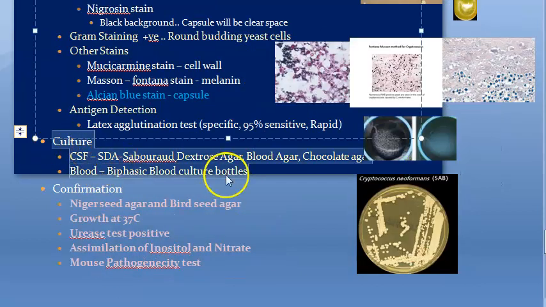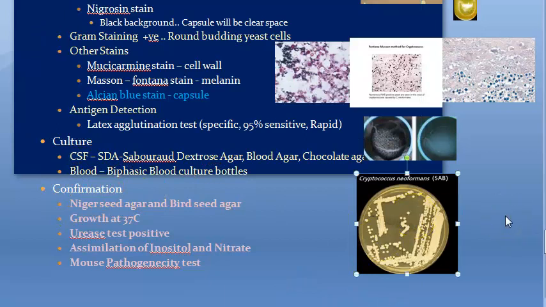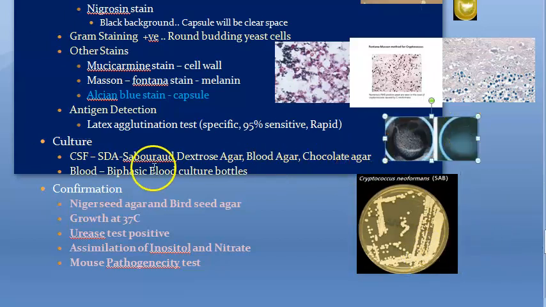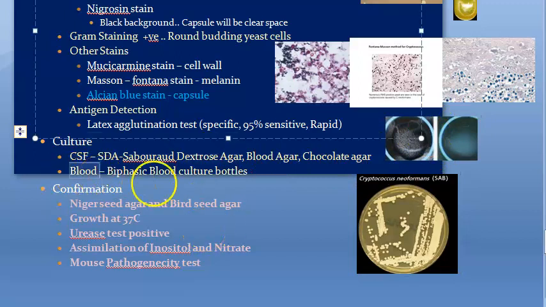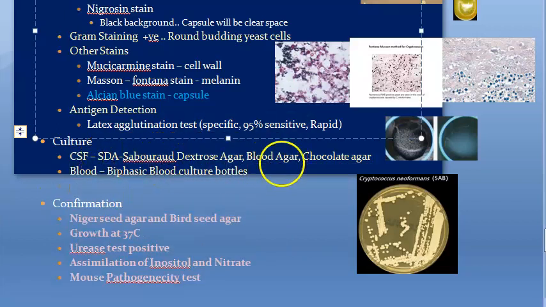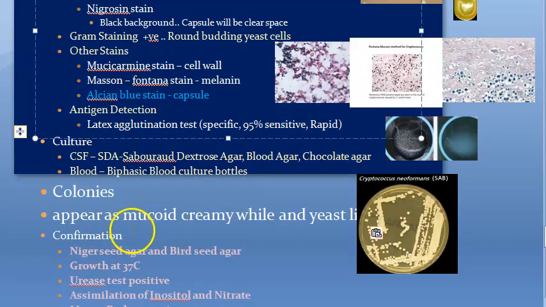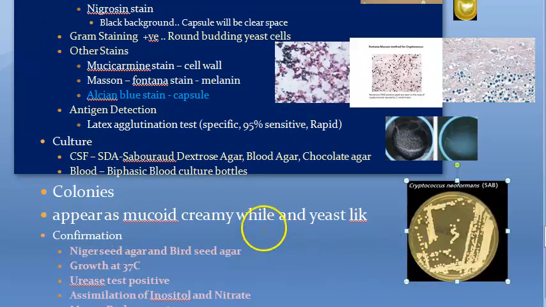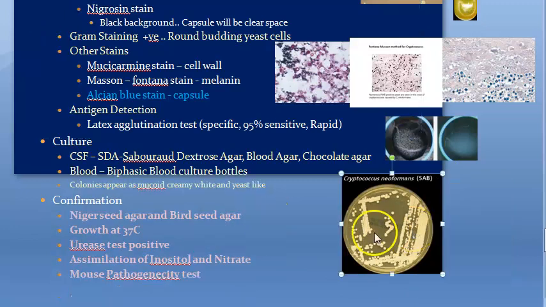Shall we move on to culture, guys? For culture, you can take the cerebrospinal fluid, CSF, and put it in Sabouraud dextrose agar, SDA. You can also put it in blood agar, chocolate agar, etc. If you are taking a blood specimen, you can put it in biphasic blood culture bottles. You will keep it at 37 degrees centigrade, a standard you should write. The colonies appear mucoid, creamy, white and yeast-like.